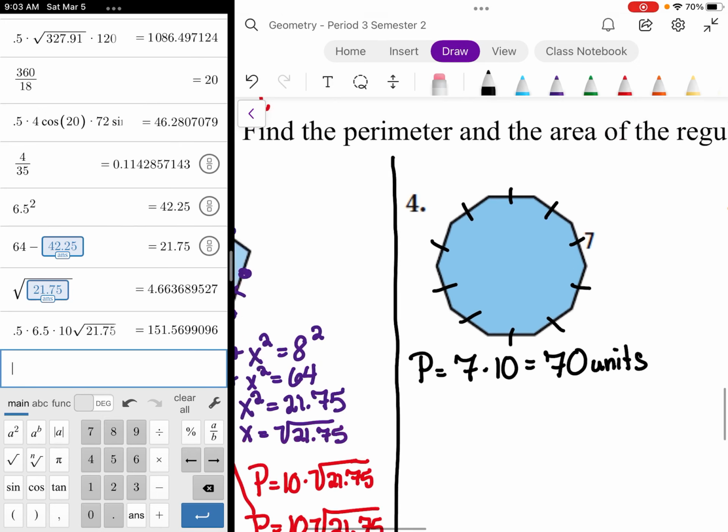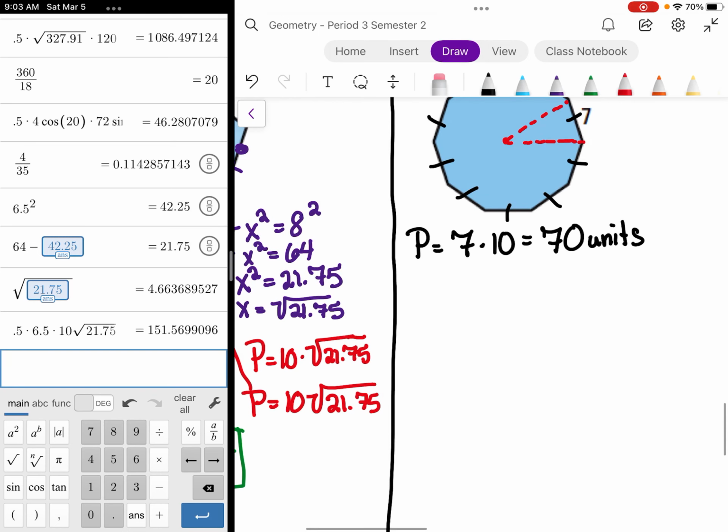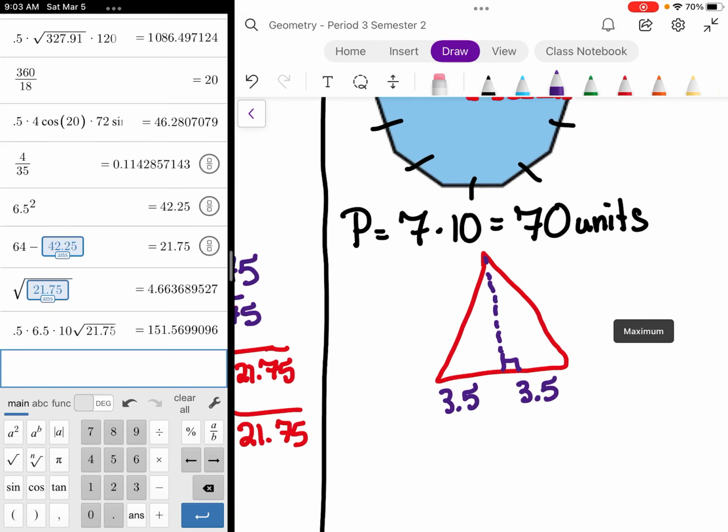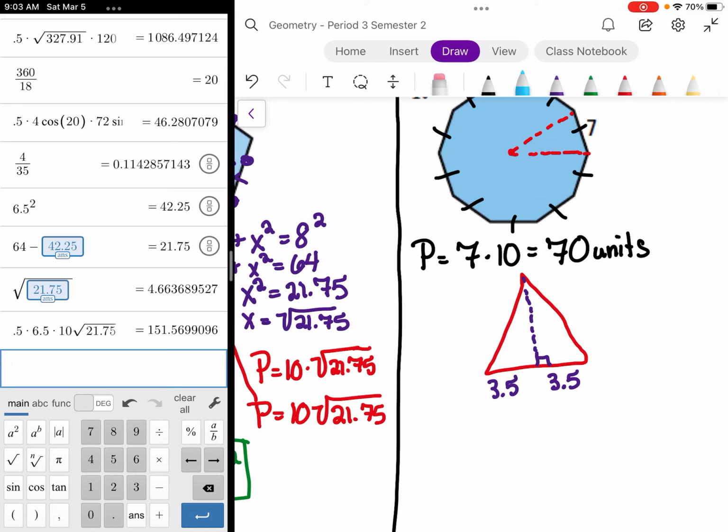So if we were to pull out from the center one of these triangles, we can draw it off to the side. So we know we have one triangle, and we know the base is 7, and if we were to cut that in half by our apothem, it would be 3.5 and 3.5. And we need to figure out the length of this apothem. We're not given any other side lengths, but we can figure out what the top angle is in this triangle.